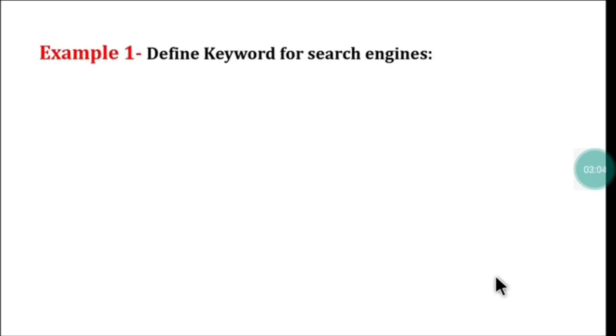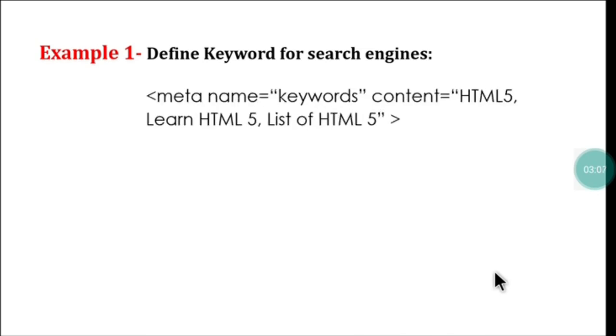Example 1. Defining keywords for search engine. To define keywords for a search engine, how to use the meta tag? First you have to use the meta tag, then name equal keywords, content HTML5, learn HTML5, list of HTML5. So these contents are put as keywords. When you search for information regarding HTML5, learn HTML5, or list of HTML5, any one keyword found will make the search engine display the information regarding HTML5. So this is called defining the keywords for a search engine by using the meta tag.